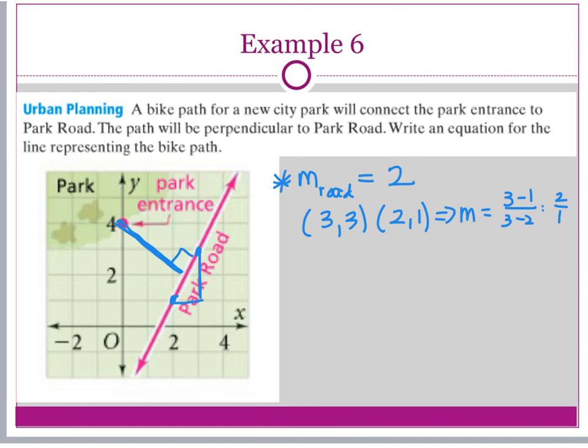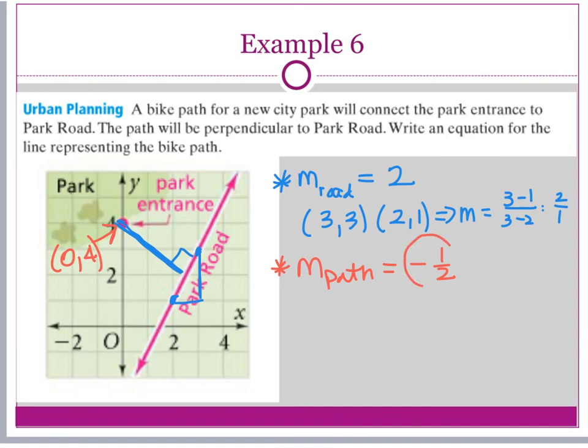So because I know the slope of my road is 2, and I want a slope of my path, the slope of my path then must equal the opposite reciprocal, so that gives me a negative 1/2. And I know a point on this line, and I'm going to use the park entrance, and the coordinate for that park entrance is going to be 0, 4. Now the reason I'm going to use 0, 4 is because that's my b value.